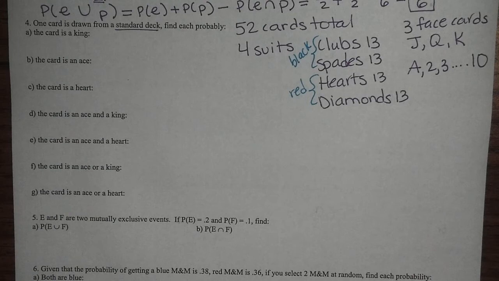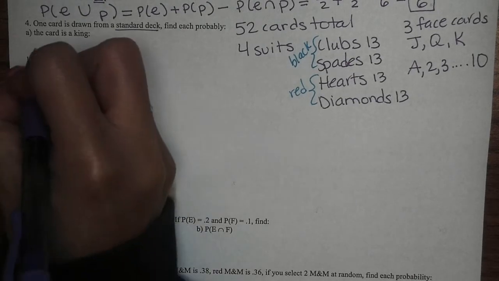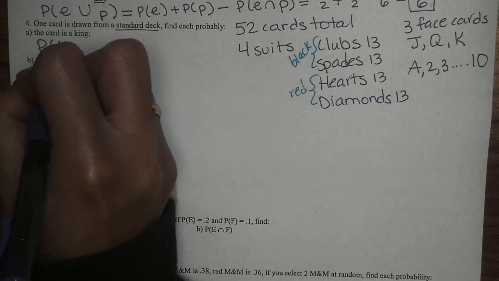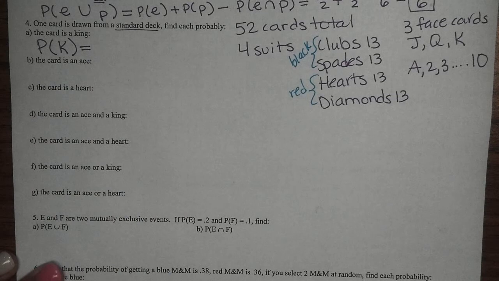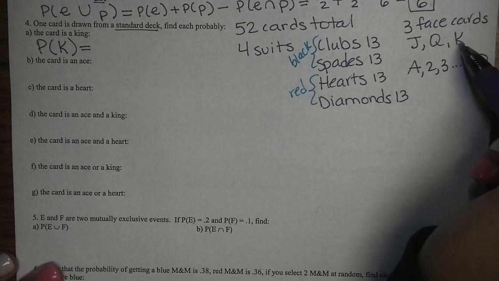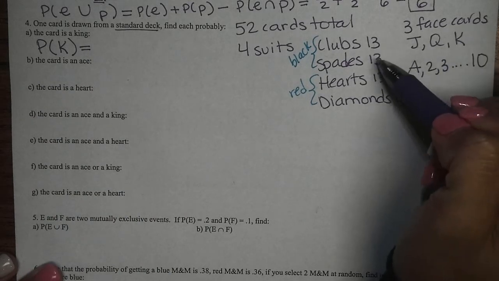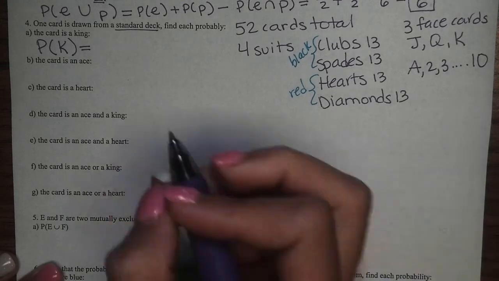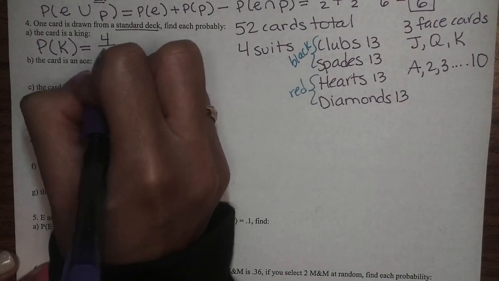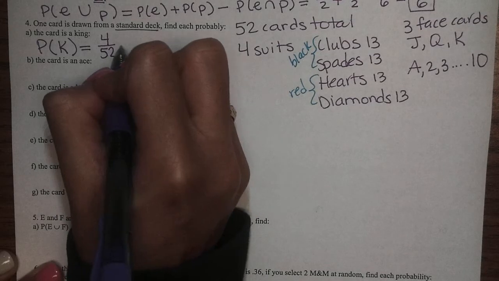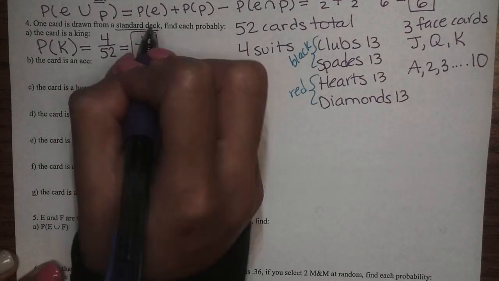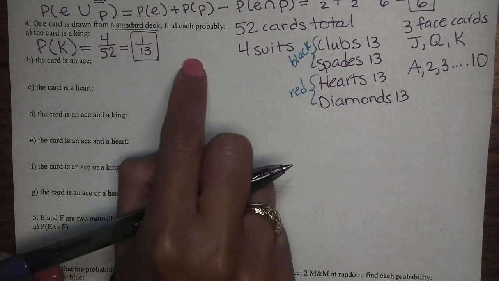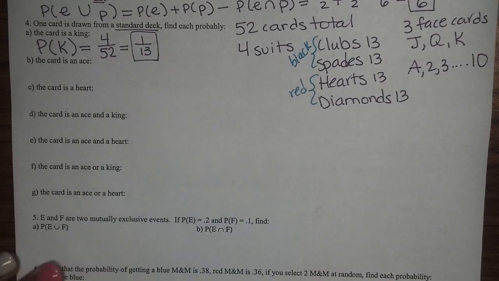Okay, I am drawing one card. It says letter A. What is the probability that the card is a king? Make sure you use notation, and then you can abbreviate. I'm just going to put probability of K. The probability that the card is a king, like I told you, there's one king for each of those suits. So that's going to be 4 kings out of a total of 52 cards. And if I reduce that fraction, it's 1/13. You can leave it as a reduced fraction or as a decimal if you want to calculate that.